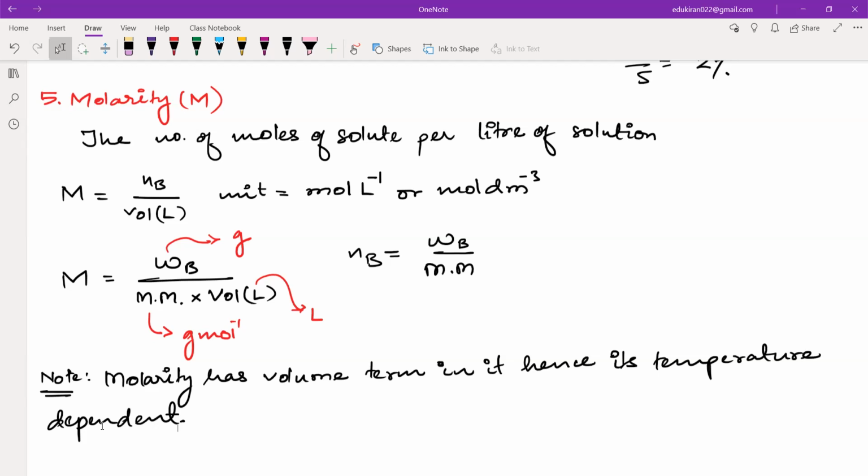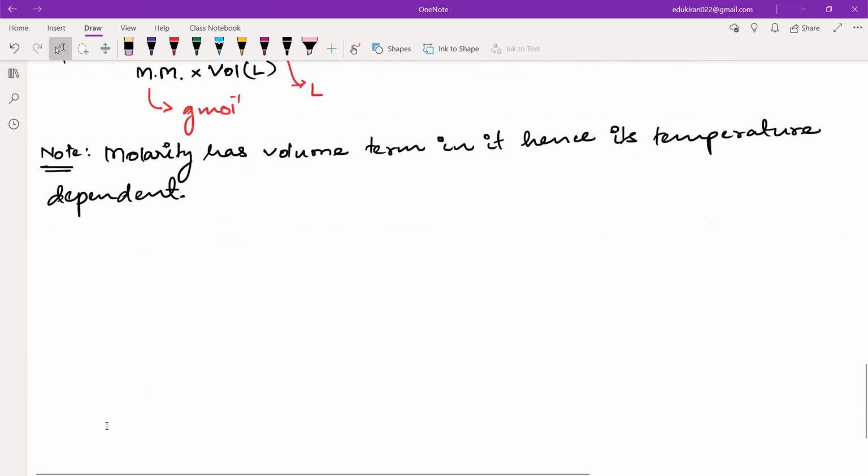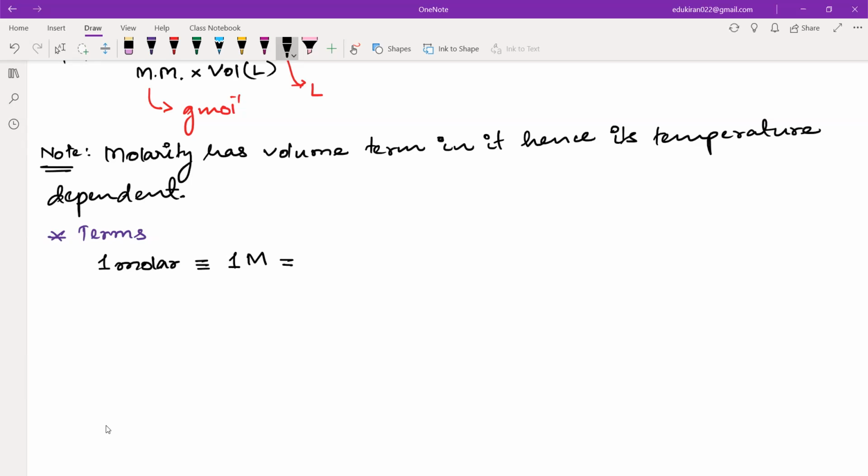Done. Okay. Now, next is a few terms that you have to remember, a few terms regarding molarity. 1 molar, it can be written as 1 M, and this means what? You have been given concentration, and the concentration is equal to 1 mole per liter.